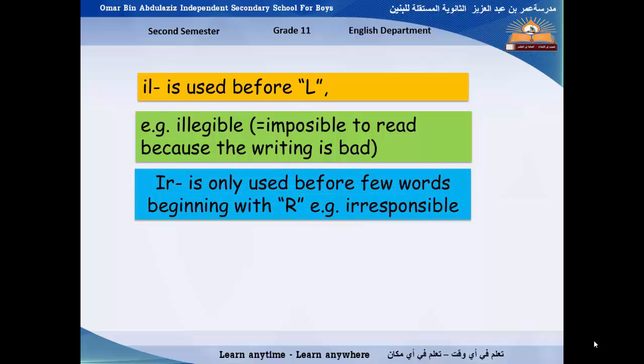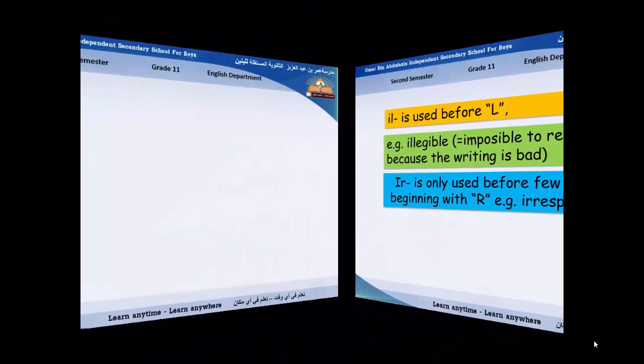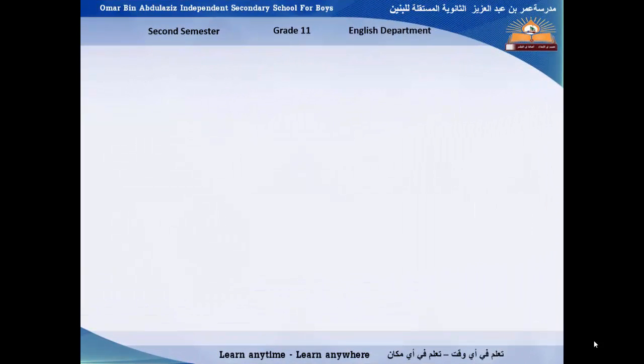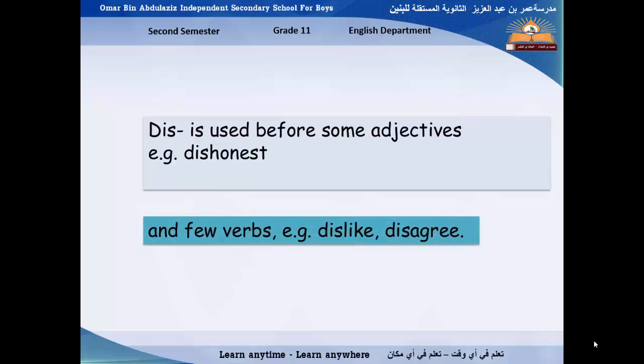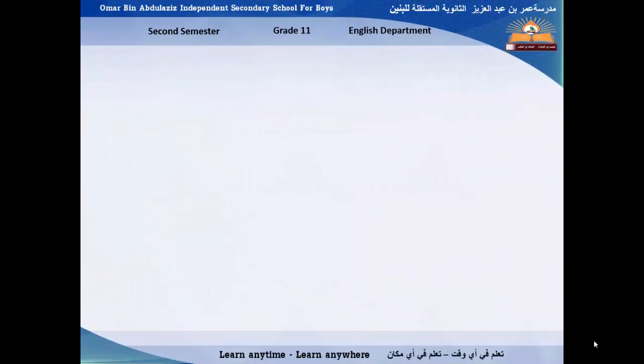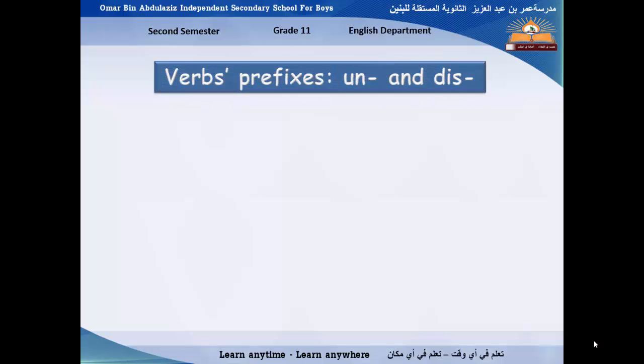We use the prefix ir only before a few words beginning with r. For example, responsible, it will be irresponsible. We use the prefix dis before some adjectives, for example, dishonest, and a few verbs, for example, dislike or disagree. Verbs prefixes un and dis.